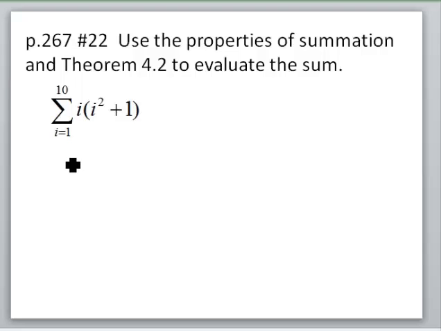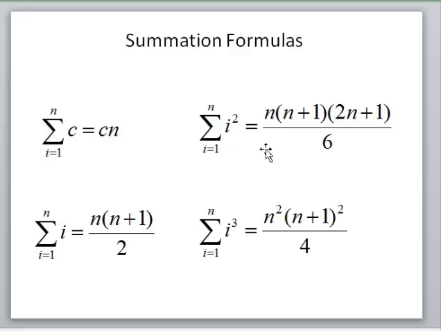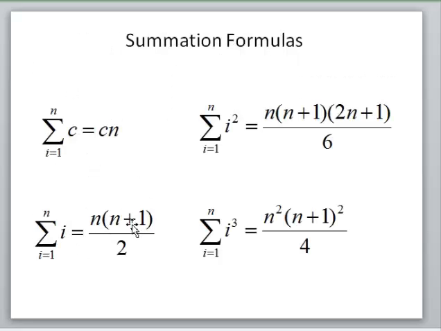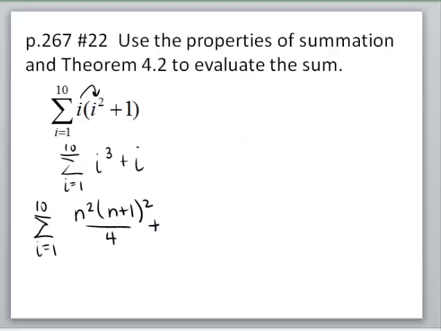So I'm going to start out by distributing the I. And when I distribute the I, I get I cubed plus I. Then I'm going to replace I cubed with the summation formula. The summation formula for I cubed is n squared times n plus 1 squared all over 4. So I'm going to rewrite my summation formula: n squared times n plus 1 squared all over 4. I'm also going to replace the I with n times n plus 1 all over 2.